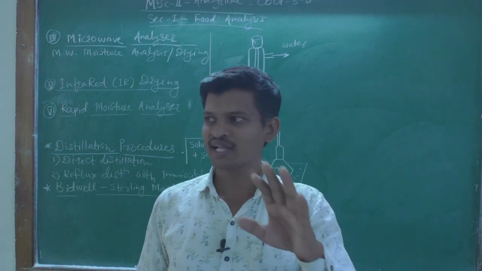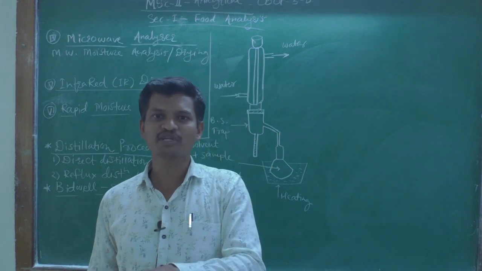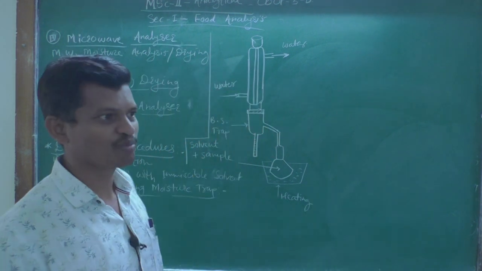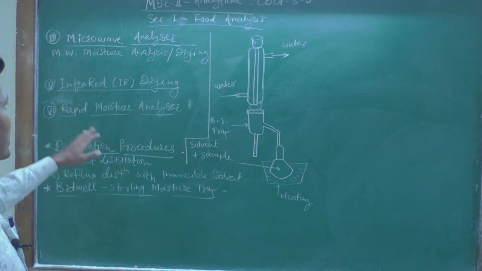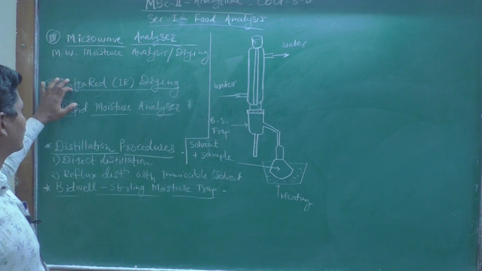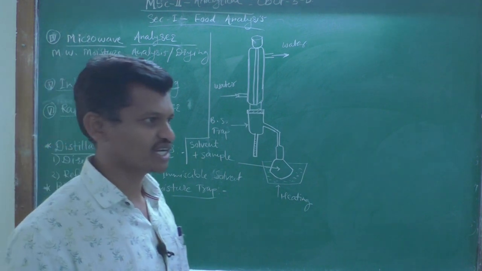Then the system is allowed to cool to room temperature, ambient temperature, and then the calculations are done by using the specific formulae given for that rapid moisture analyzer. Okay, so these are the fourth, fifth and sixth methods for moisture analysis.